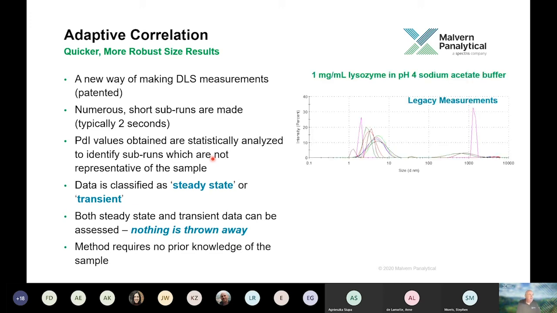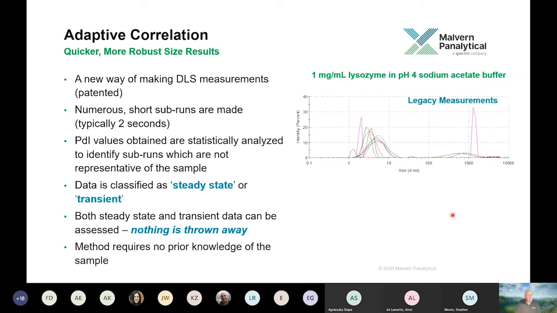To give you an idea of that, here we've got a sample, 1 mg per mL of lysozyme in a sodium acetate buffer, and that was measured on a Zetasizer Nano, and that's why we're calling it a legacy measurement, if you like. You can see the presence of quite a lot of aggregates in here, and the actual peak where the monomer is very variable as a consequence of that. It's just the influence of the presence of aggregates messing up the analysis of what actually we're interested in.